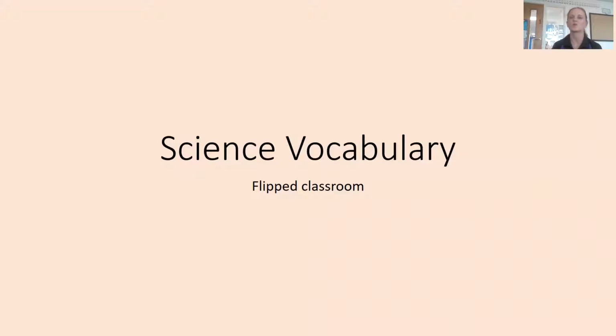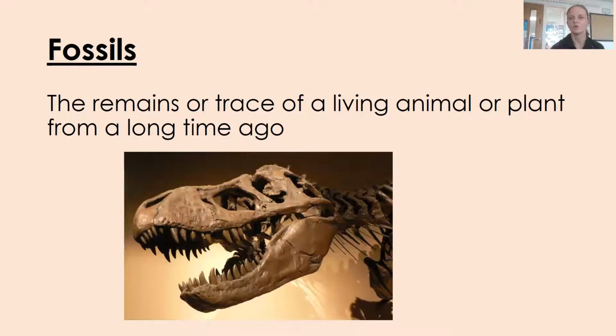As mentioned, we're going to go through the vocabulary we will need to know for our science topic. Our first word that we are going to be looking at is fossils. So say it with me, fossils. Fossils are the remains or the trace of a living animal or plant from a long time ago. So it's the remains that are left, or the trace of the living thing or the plant that is left behind from many, many years ago. And we call this a fossil.